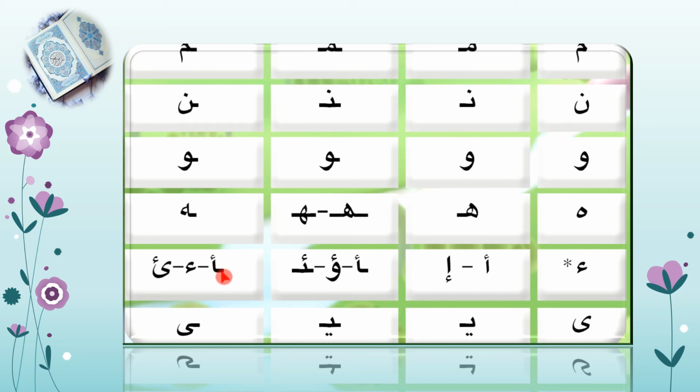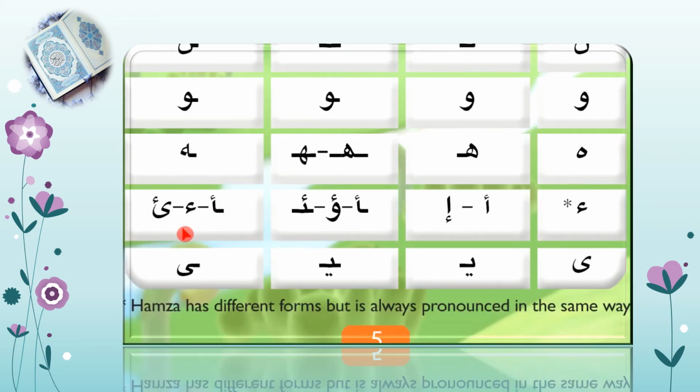Here we have hamza above the ya. Here we have hamza standing alone on the line, and here we have hamza above the alif. As we said, in all these cases, we will say we have hamza.